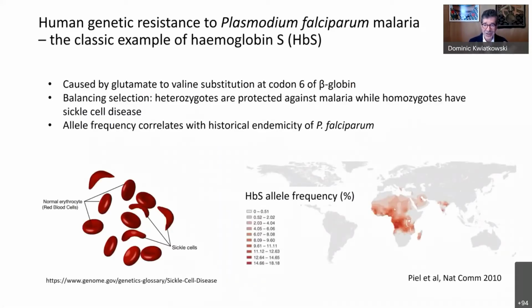Humans have genetic factors that affect their resistance to malaria. The classic example is hemoglobin S, which encodes for sickle hemoglobin. It's caused by a single nucleotide polymorphism that causes a change in the beta globin chain. And it's a classic example of balancing selection, because individuals who are heterozygous for the hemoglobin S variant are protected against severe malaria, whereas those who are homozygotes get sickle cell disease. And if we look at the global frequency of hemoglobin S, the allele frequency, it very much correlates with the historical endemicity of falciparum malaria.